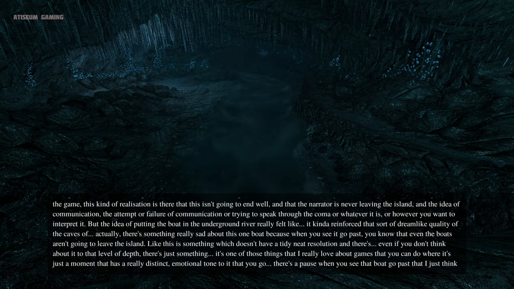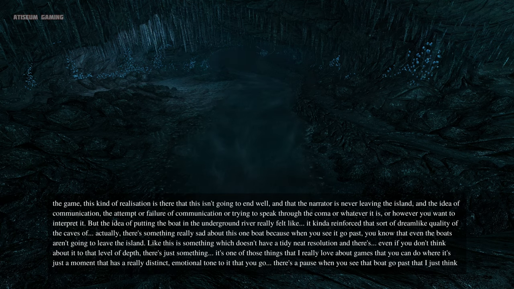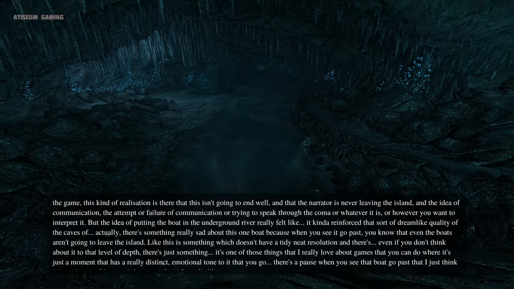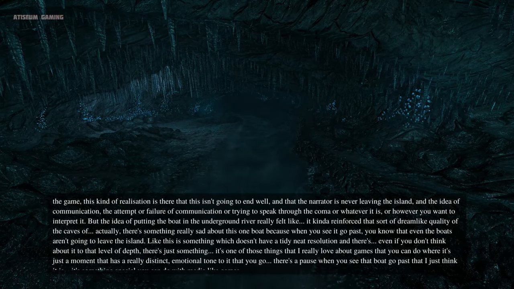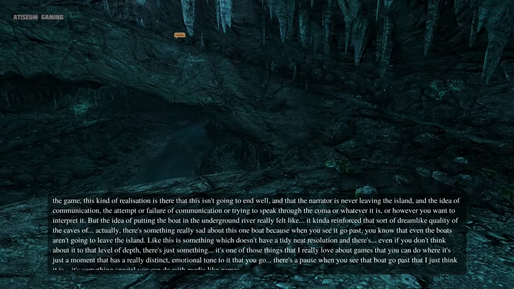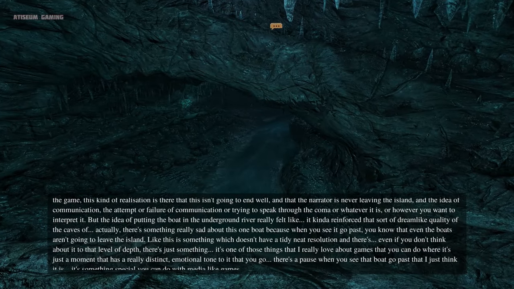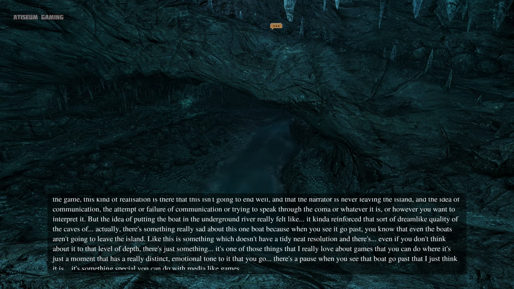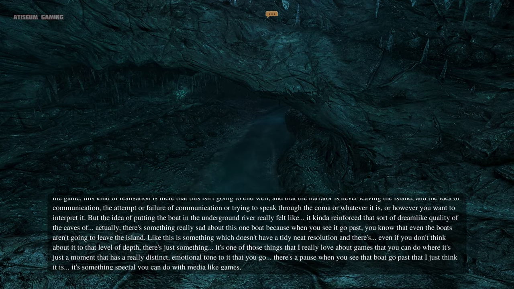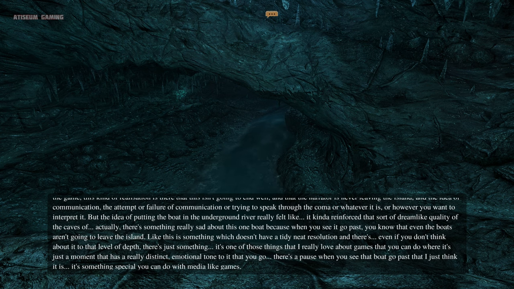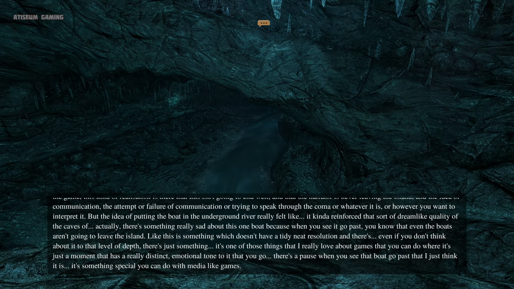And even if you don't think about it to that level of depth, there's just something. It's one of those things that I really love about games that you can do, where it's just a moment that has a really distinct emotional tone to it. There's a pause when you see that boat go past that I just think is something special you can do with media like games.